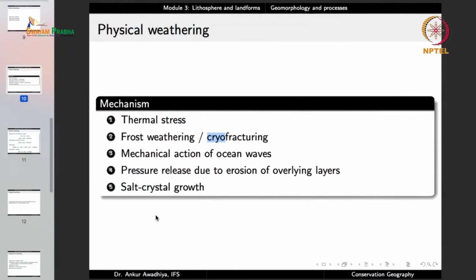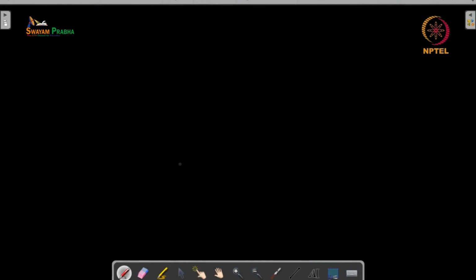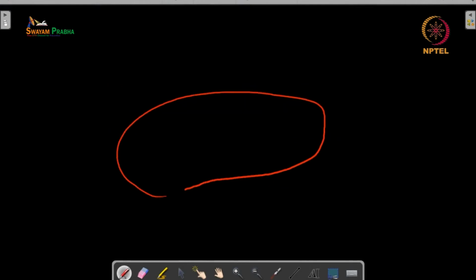Yet another mechanism is the growth of salt crystals. Now, here what happens is that you have a rock, and if there is a small crack and you have water that also has salt, so that water gets filled inside. Now, in the daytime, when you have the sun, the water gets evaporated as water vapor. But the salt that was inside, it remains here.